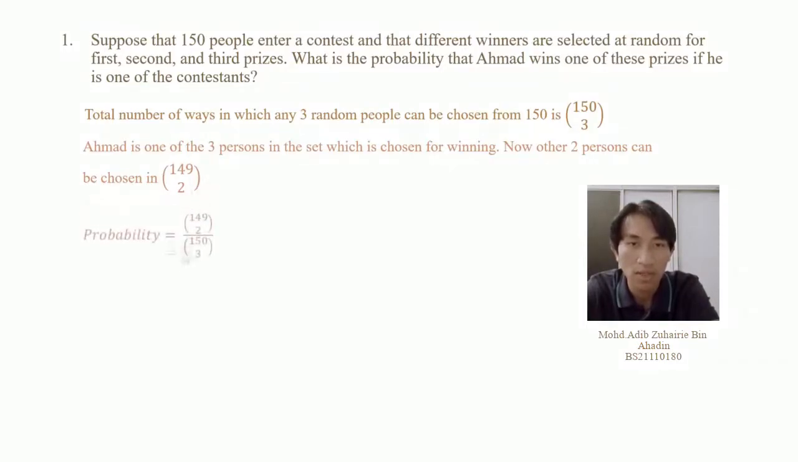The probability will equal 149 choose 2 over 150 choose 3. So the probability will equal 1 over 50.